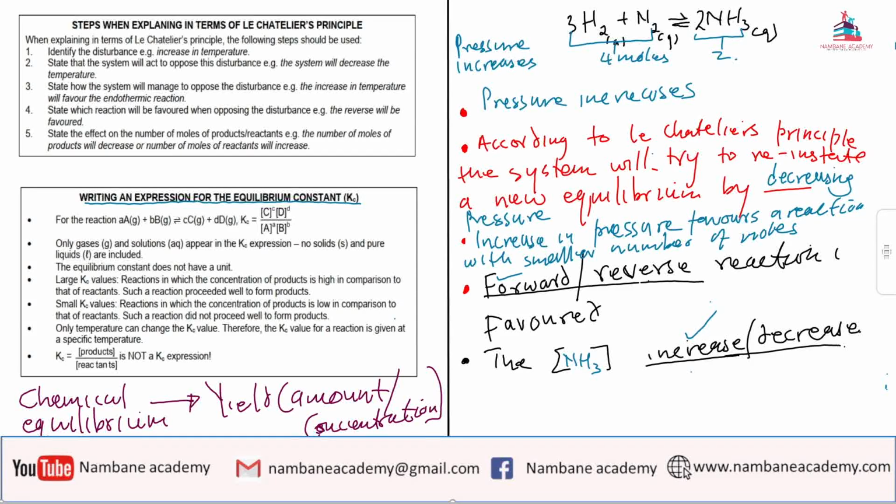Only temperature, I repeat now, only temperature can change the Kc value. Therefore, the Kc value is given at a specific temperature. So if we want to change the value of the Kc, that can only be done through the effect of now what? Of temperature.